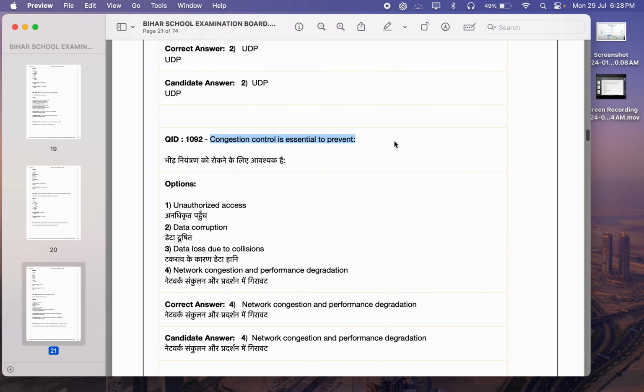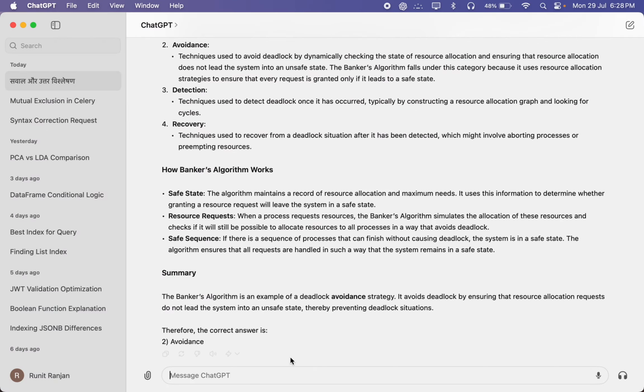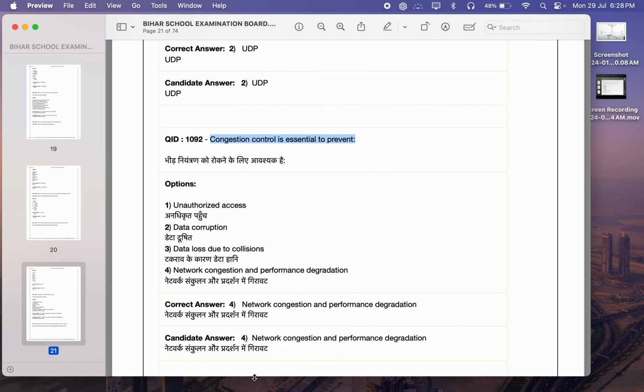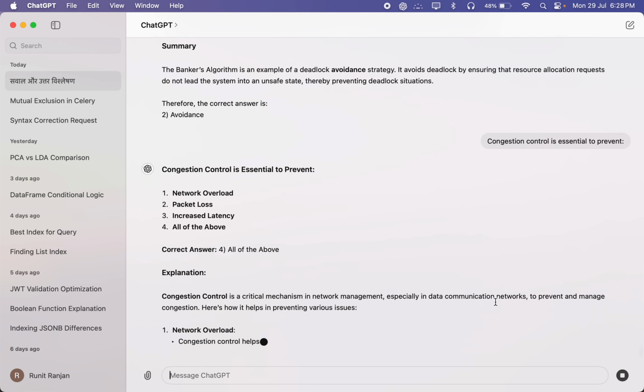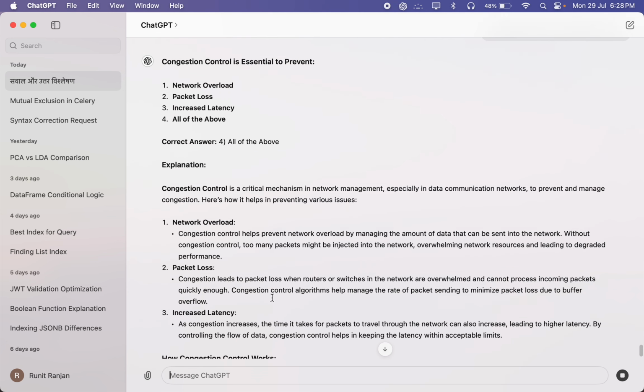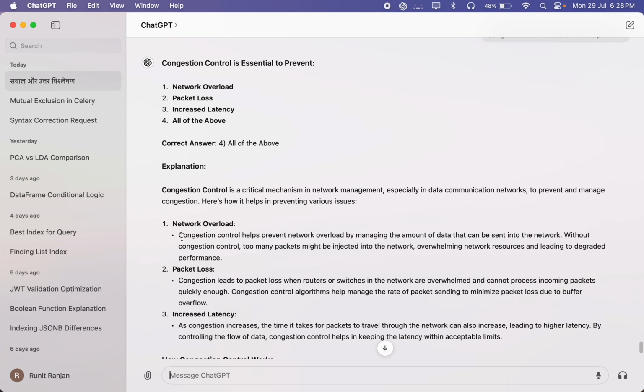What does congestion mean? Let's see what ChatGPT says. Okay, so congestion actually means network overload. A network overload occurs when too many people are trying to access the same amount of data, so that takes longer time.